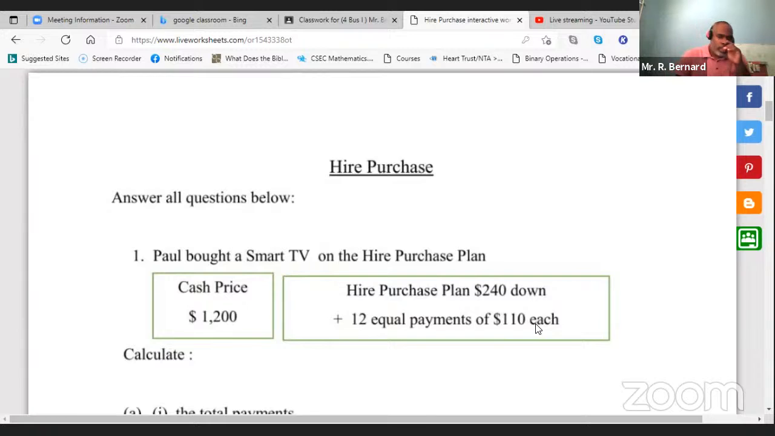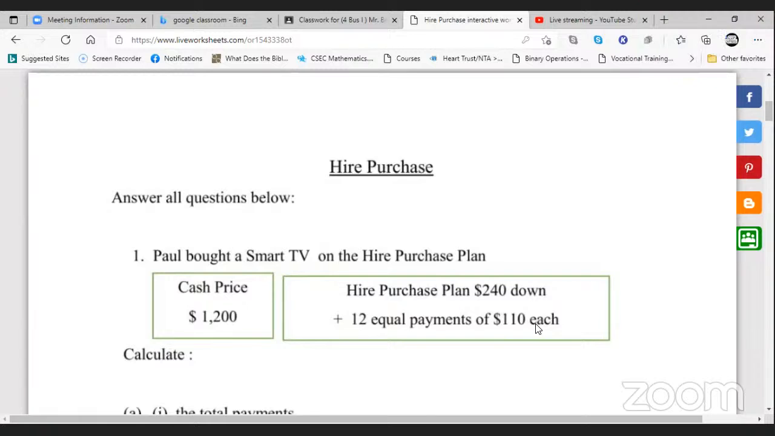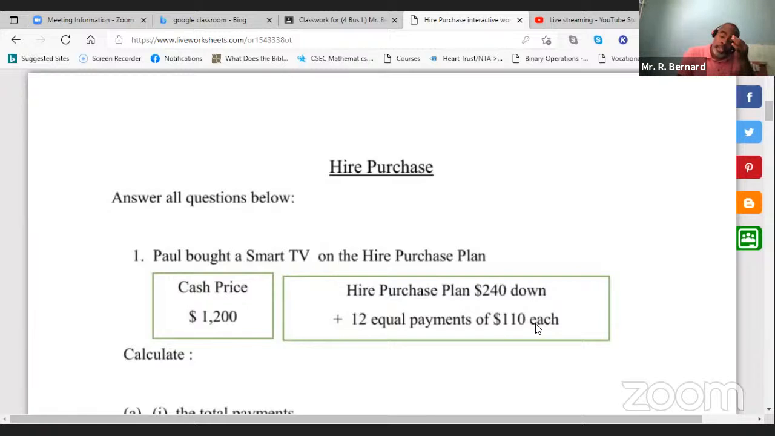Now, my question is, when they say $240 down, what do they mean? What do they mean by that? $240 down. What do they mean by that? So like you might pay for it or something. Pay down upon it. All right, so the $240 would have been what? Start with D.